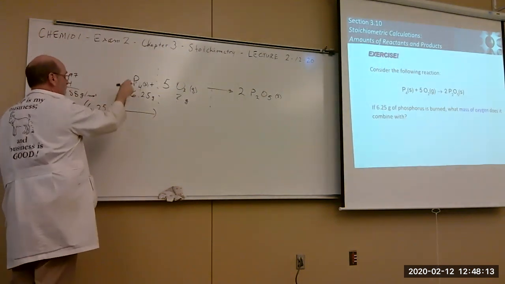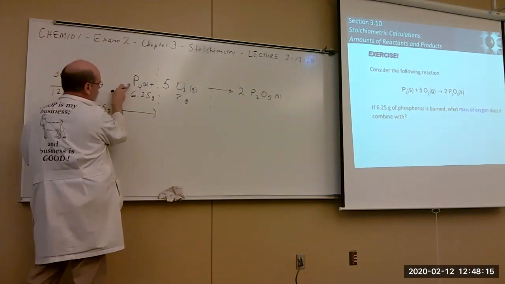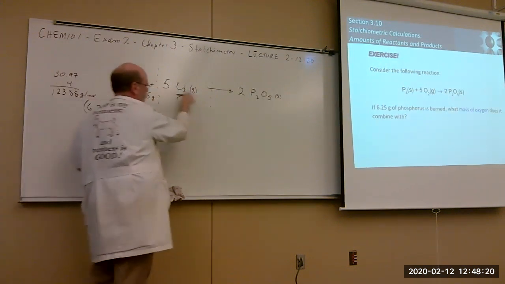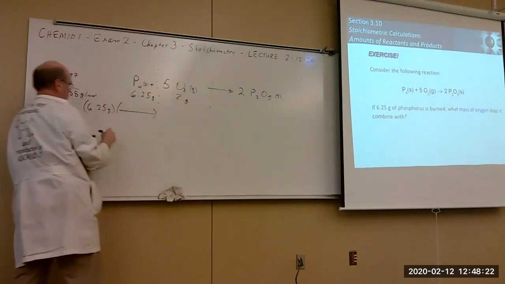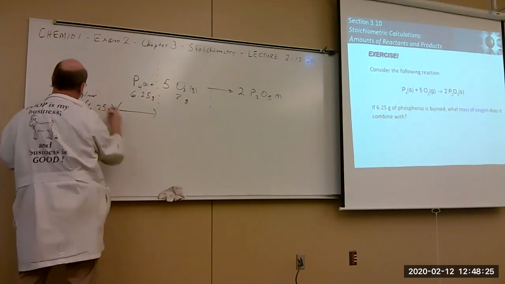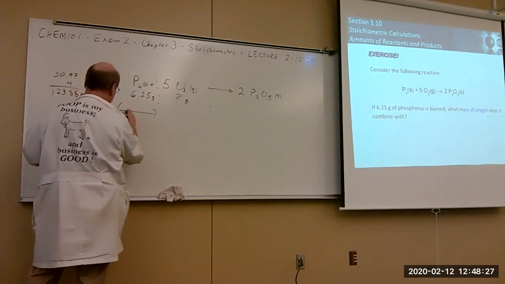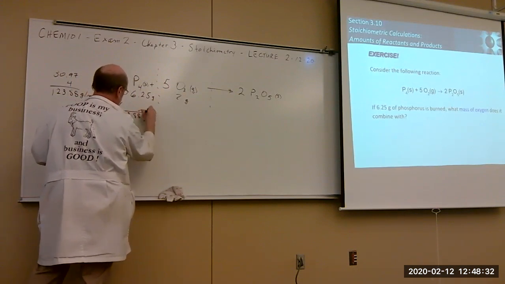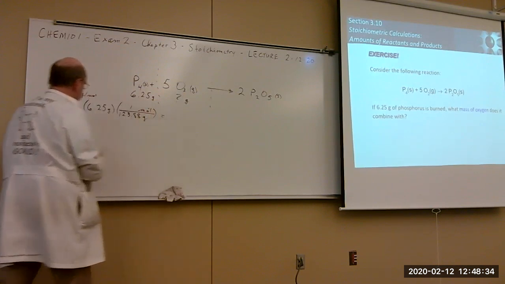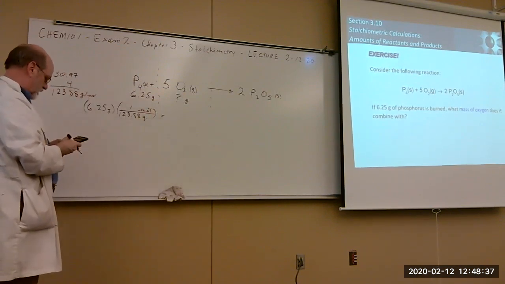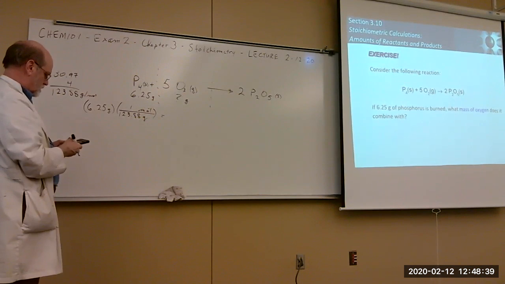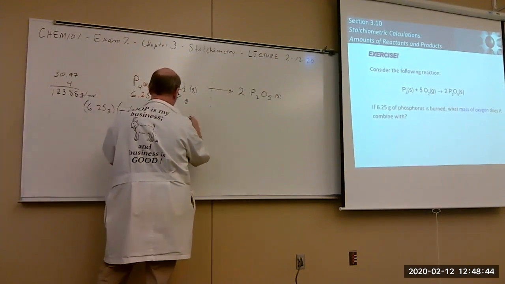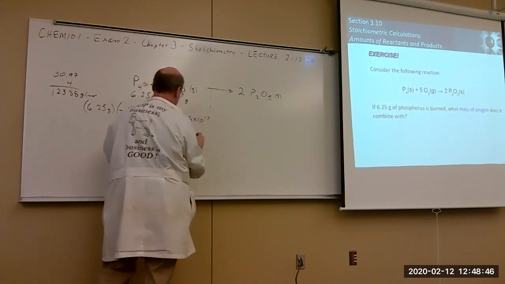Now, why do we need 4P? Because the ratio is 1 mole of that whole unit, 1 to 5 to 2. So to convert, we need 123 grams on the bottom, which is 1 mole. And that converts, so we divide 6.25 by that. And that's 5.045 times 10 to the minus 2.